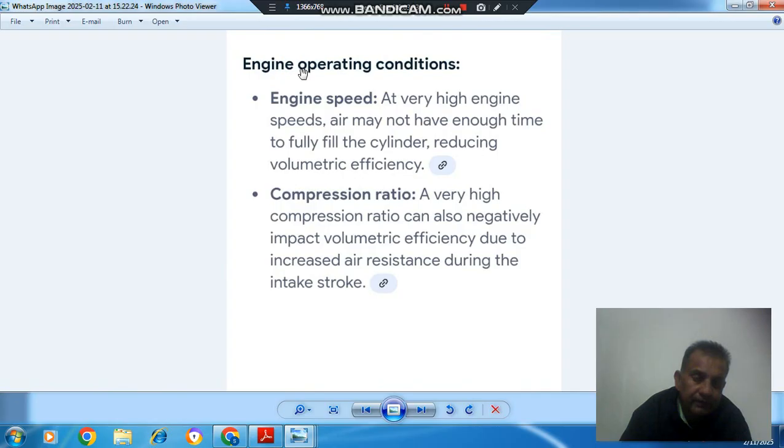So next is engine operating condition. Engine speed: at very high engine speeds, air may not have enough time to fully fill the cylinder, reducing volumetric efficiency. Next is compression ratio. A very high compression ratio can also negatively impact volumetric efficiency due to increased air resistance during the intake. So these factors can also be remembered. But the first two are difficult to remember, so these can be written in the exam.